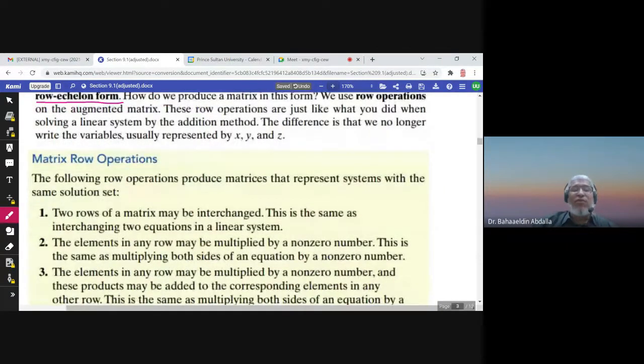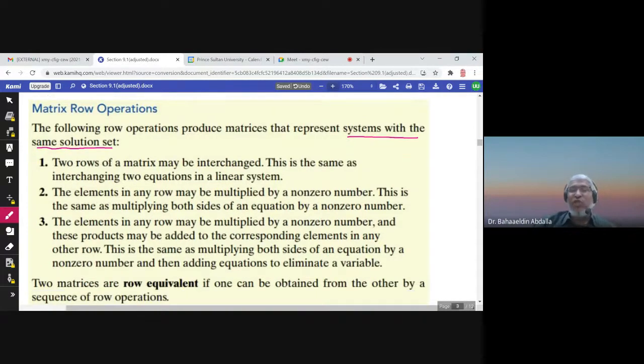What kind of operations can I do that does not change the solution of the system? We get systems with the same solution set. Otherwise, if you do an operation that changes the solution of the system, that's it. You will not be able to solve the system. So we need operations that do not change the solution of the system. Only 3 operations are possible.